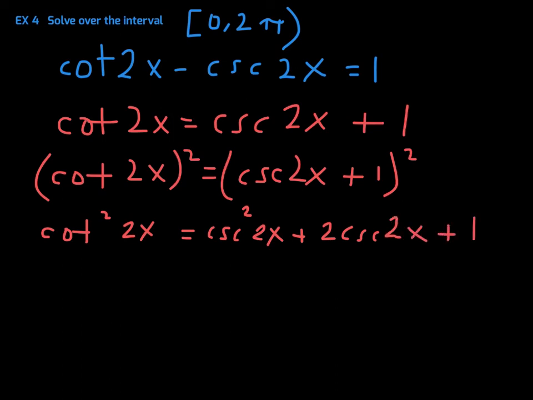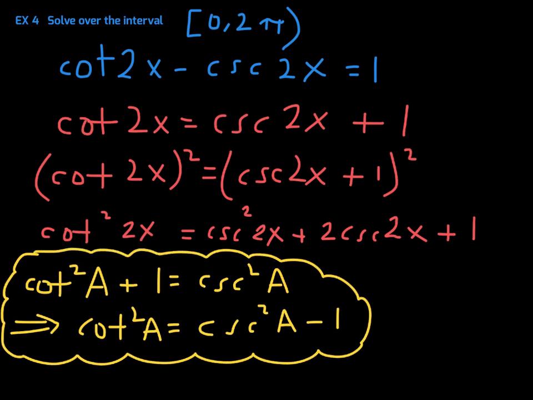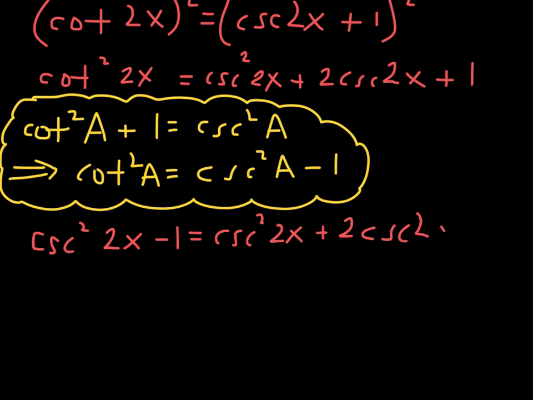Now, the cool thing is now I can replace the left-hand side using that Pythagorean identity that I mentioned. This one here, cotangent squared of a plus 1 is equal to cosecant squared of a. That implies that cotangent squared of a is the same thing as cosecant squared of a minus 1. So I'm going to substitute now into my equation on the left-hand side. That means the left-hand side is the same thing as cosecant squared of 2x minus 1 is equal to all of this on the right-hand side. And I got it all.